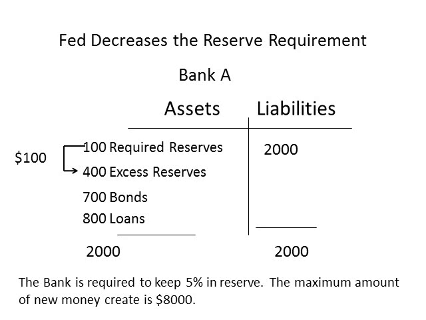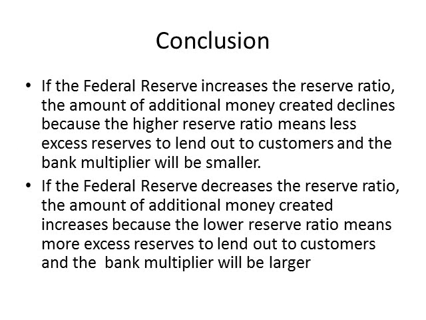Notice that the amount of excess reserves has increased from $300 to $400. This means that $8,000 of new money is created through the banking system instead of $3,000. This is almost 2.5 times the amount of money that was created with the 10% reserve requirement. In conclusion, when the Federal Reserve increases the reserve ratio, the amount of additional money declines because the higher reserve ratio means less excess reserves and a lower bank multiplier. When the Federal Reserve decreases the reserve ratio, the amount of money created increases because the lower reserve ratio means more excess reserves and a higher bank multiplier.